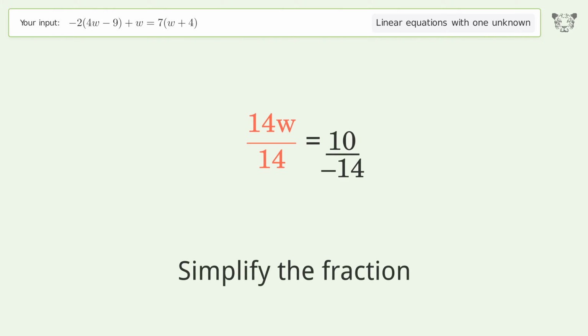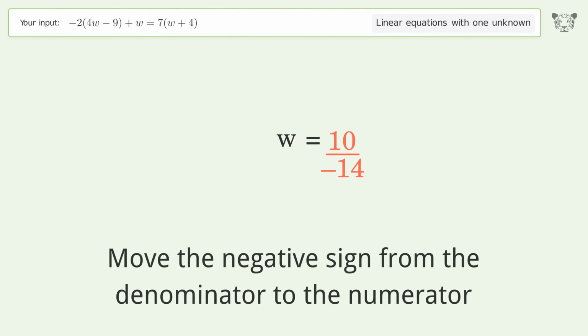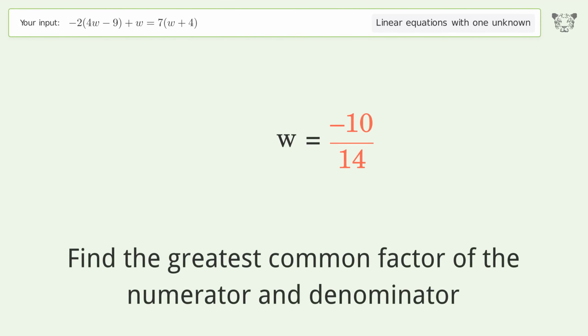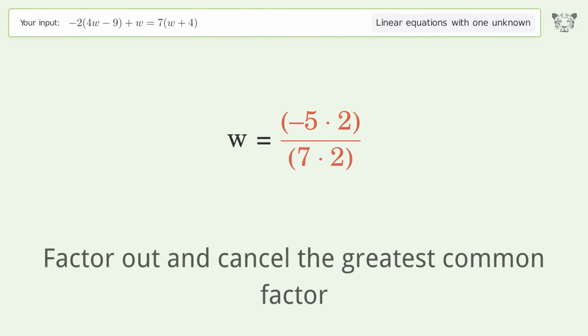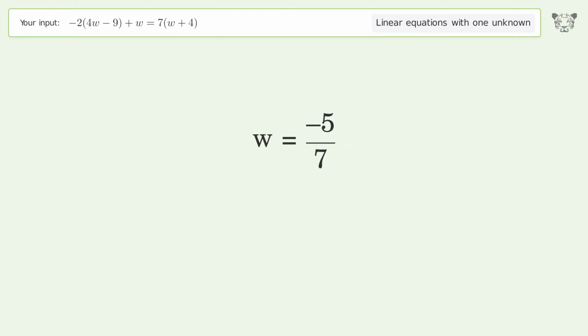Simplify the fraction. Move the negative sign from the denominator to the numerator. Find the greatest common factor of the numerator and denominator. Factor out and cancel the greatest common factor. And so the final result is w equals -5/7.